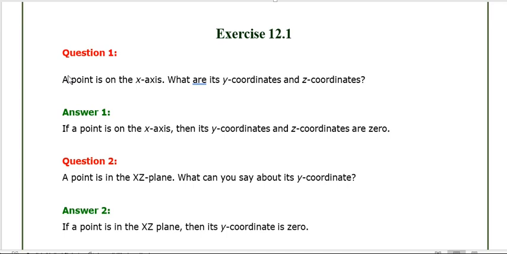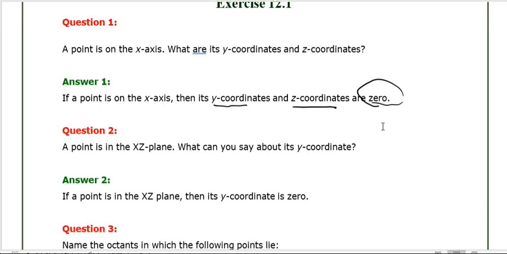Question number 1. A point on the x-axis, what are its y and z coordinates? The answer is simple. If the point is on the x-axis, then definitely its y coordinate as well as its z coordinate will be 0. So very simple answer. The first question is over.